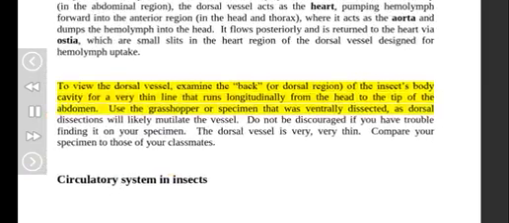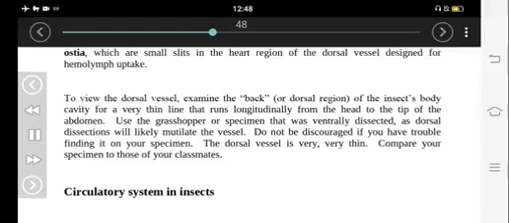To view the dorsal vessel, examine the back, or dorsal region, of the insect's body cavity for a very thin line that runs longitudinally from the head to the tip of the abdomen. Use the grasshopper or specimen that was ventrally dissected, as dorsal dissections will likely mutilate the vessel. Do not be discouraged if you have trouble finding it on your specimen. The dorsal vessel is very, very thin. Compare your specimen to those of your classmates. Circulatory system in insects. Aorta portion of dorsal vessel. Heart portion of dorsal vessel.